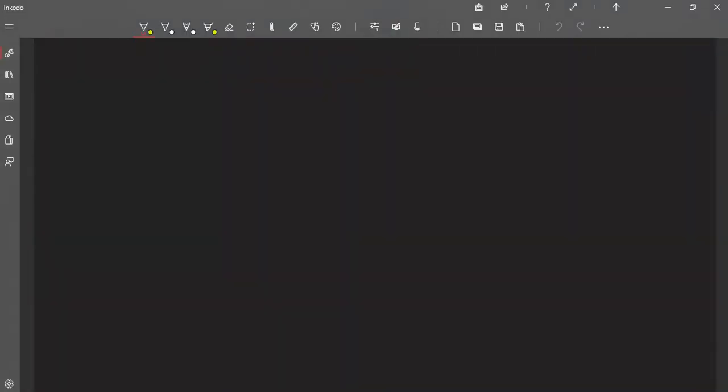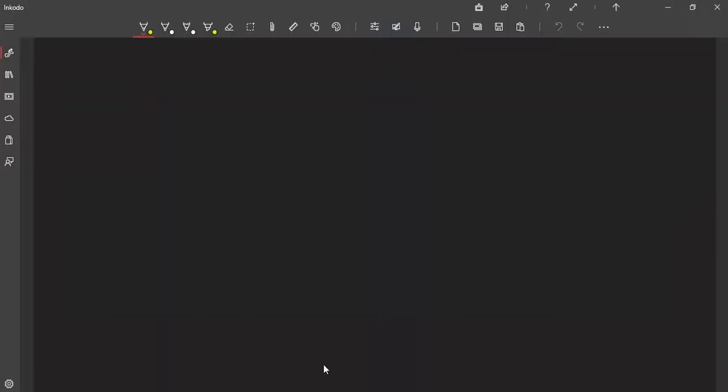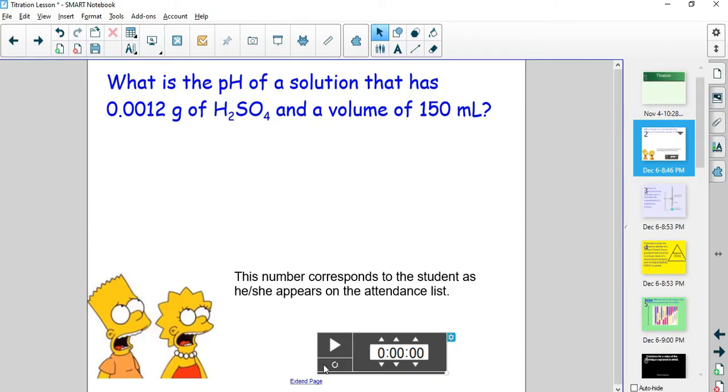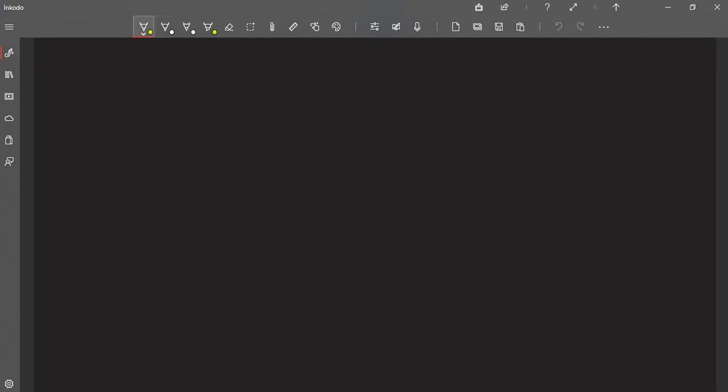Okay, so in this question, I'm going to toggle back and forth. Look at the question first: we have a certain mass value of H2SO4, and it's asking us to figure out what the pH of the solution is if it has a volume of 150 milliliters. So as always, when you don't know what to do, and even if you do, always find the number of moles.